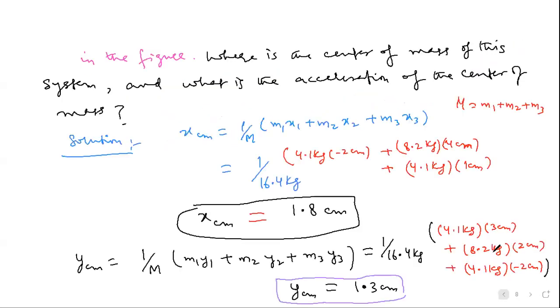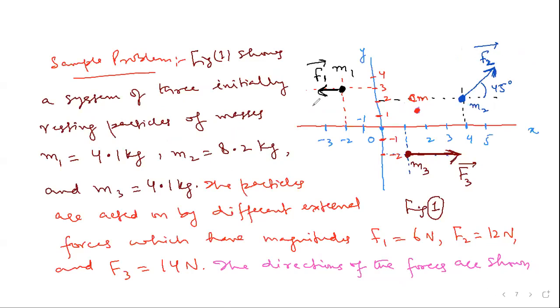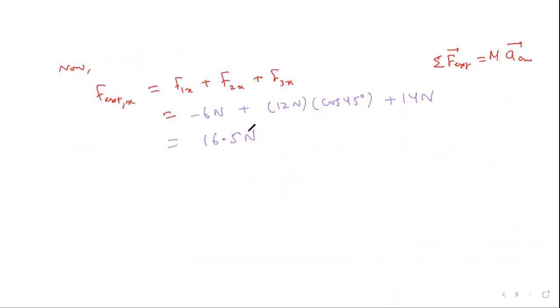See, F1 is parallel to x-axis, so it has only x component. It is pointing along negative x direction, so its x component is full magnitude and it is negative. Its magnitude is 6 Newton. Minus because of its direction. So I've written here minus 6 Newton.